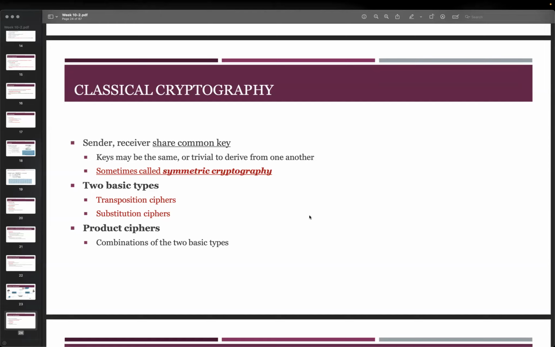So this is called symmetric. What does symmetric mean? It's paired, left and right. The key used for encryption and decryption is the same, so we call it symmetric cryptography. We have two basic types of cipher: one is called transposition, and the other is the substitution cipher. Or we can have the product cipher, a combination of these two basic types.